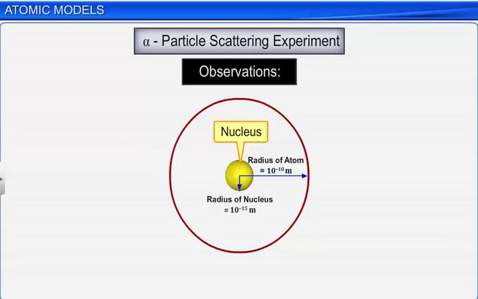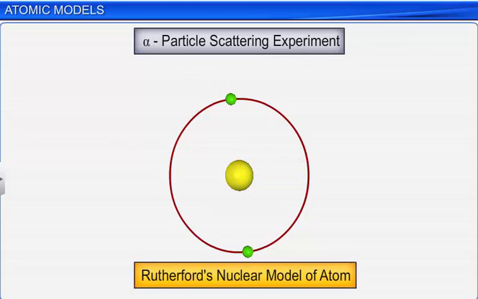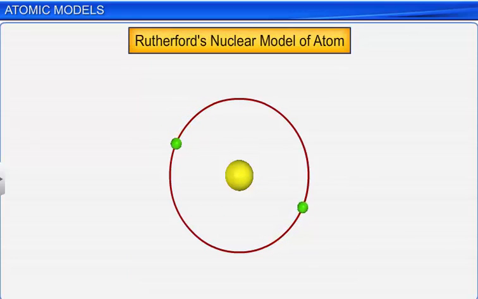Based on the observations and conclusions of the gold foil experiment, Rutherford proposed a new atomic model called Rutherford's nuclear model of atom immediately after the discovery of protons. According to Rutherford's nuclear model, an atom consists of a tiny, dense, positively charged center called nucleus. Entire positive charge and most of the atomic mass of an atom is concentrated in the nucleus.